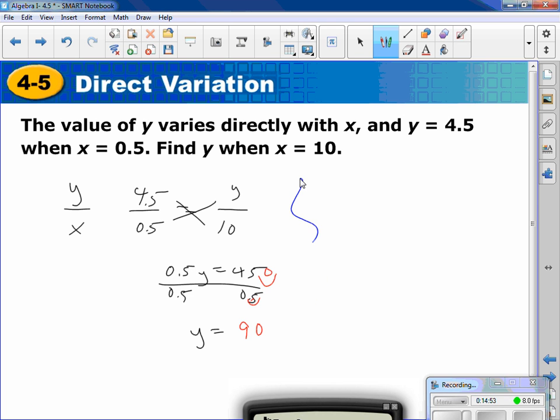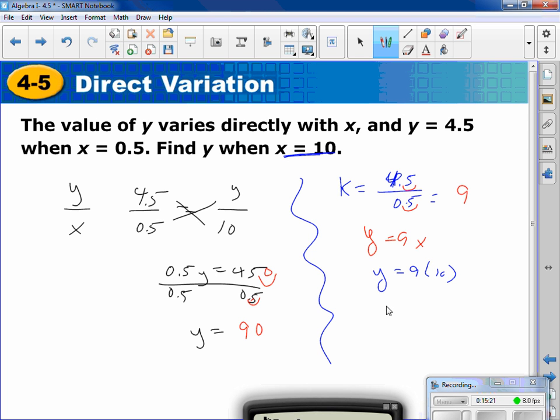The other method, I have to find k. K is y over x. Move the decimal point over one place here, move it over one place here. It says 45 over 5, which is 9. Y equals 9x. I substitute in my 10. Y equals 9 times 10. Y is 90. Both methods work. I usually do this method.